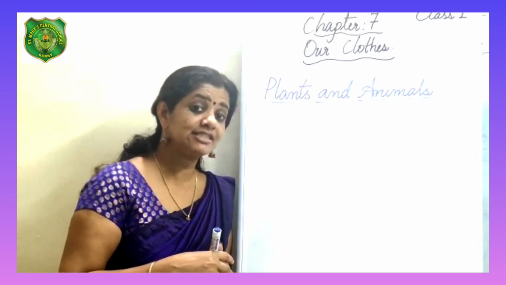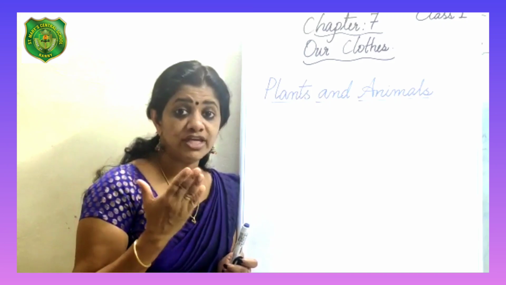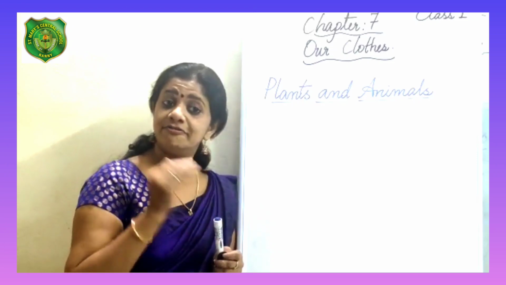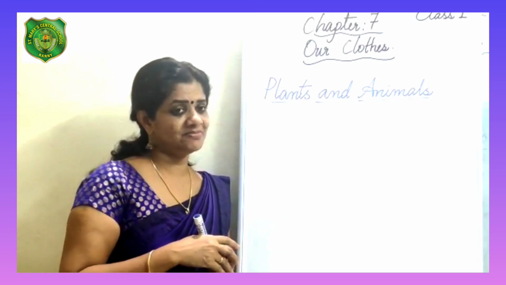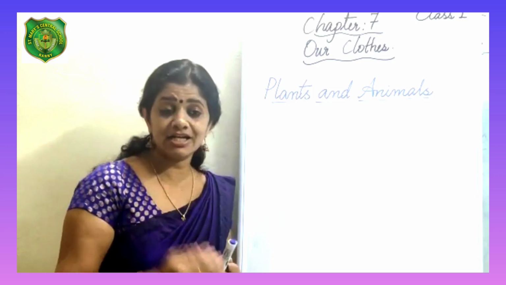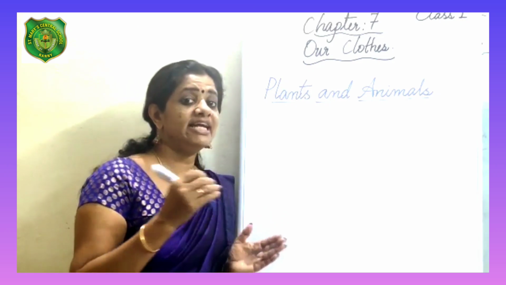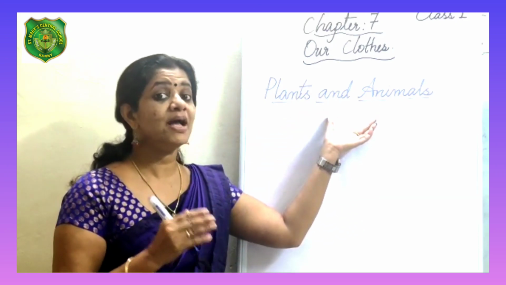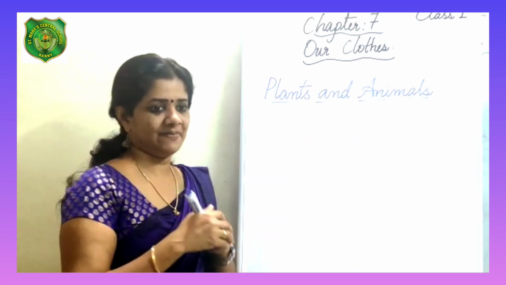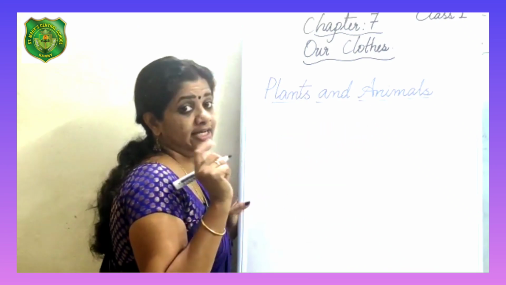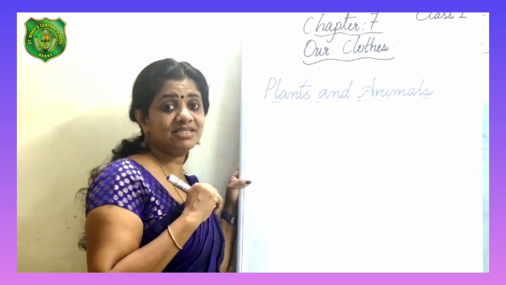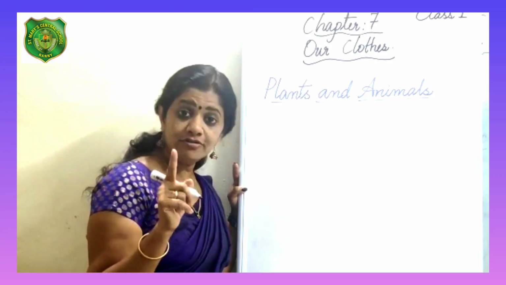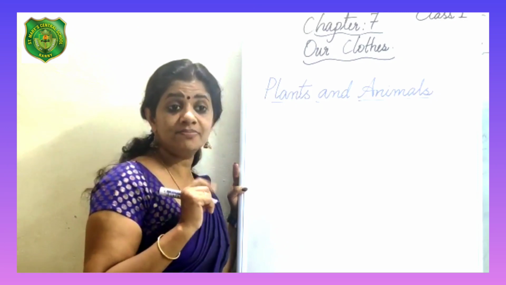From where do we get these silk threads? We get silk threads from silkworm. Okay, so we get these clothes from plants and animals. So cotton from cotton plants. You know jute also, jute from jute plant. Then wool from sheep and silk from silkworm.